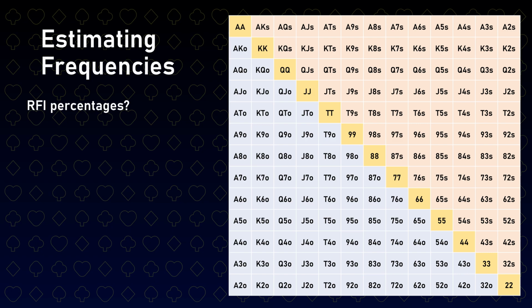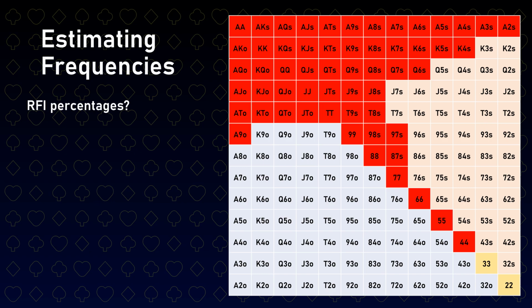Let's bring back Phil again. Phil has stopped messing around with terrible ranges and has learned that from the cutoff he needs to raise this range of hands. We can use software such as Equilab or Flopzilla to do the calculating for us, but for now let's do it by hand.